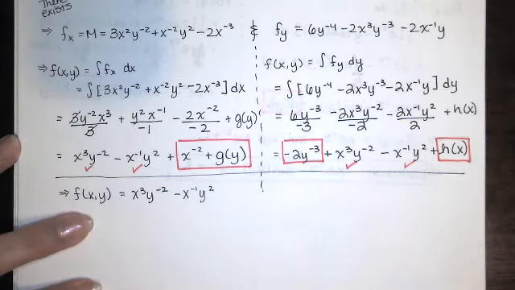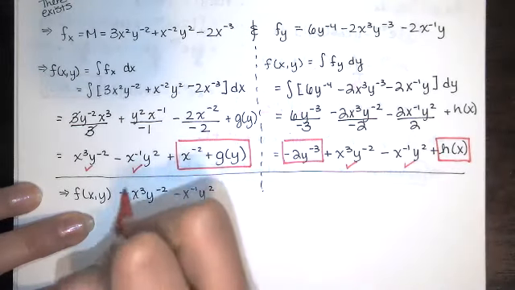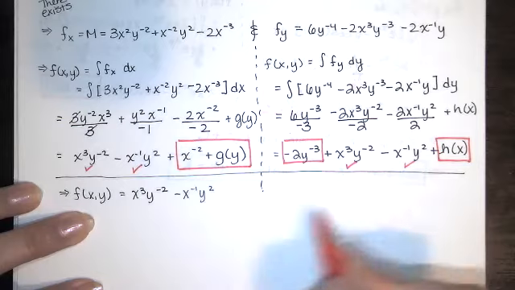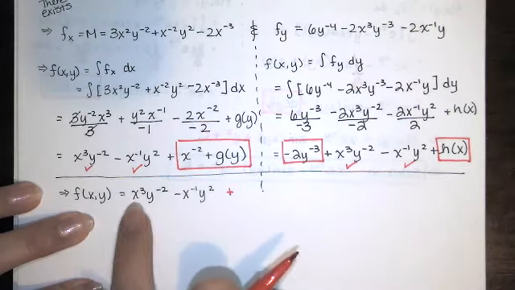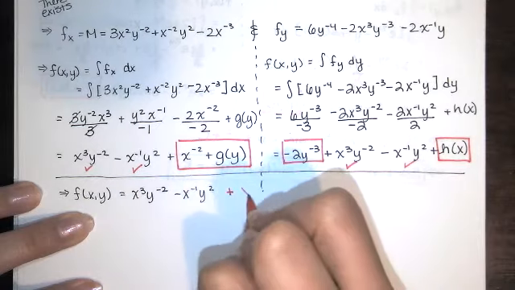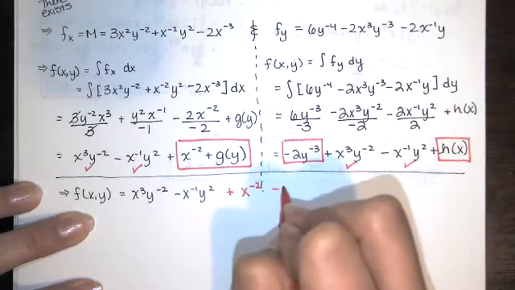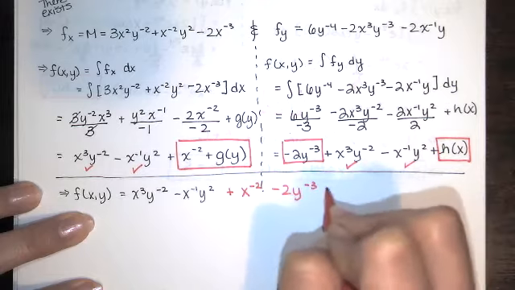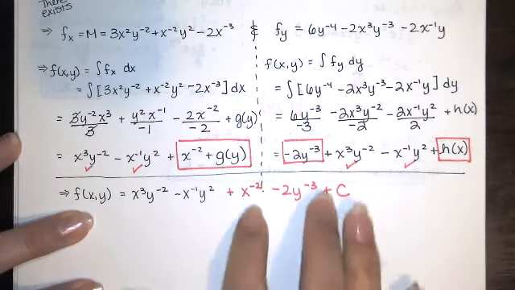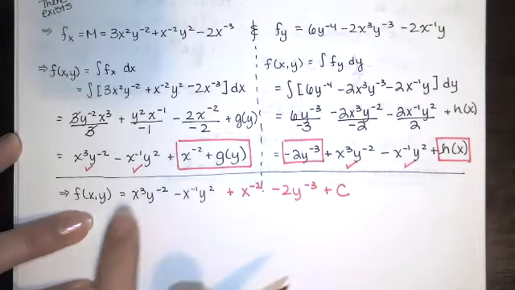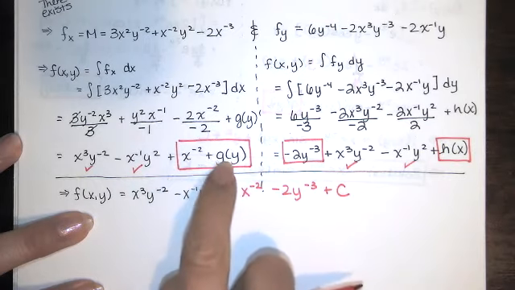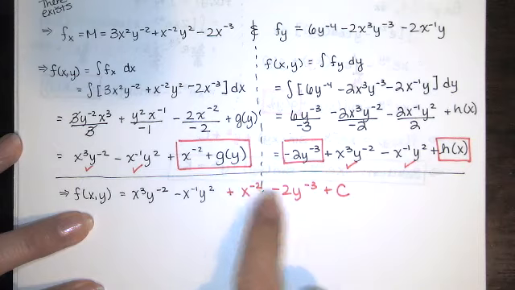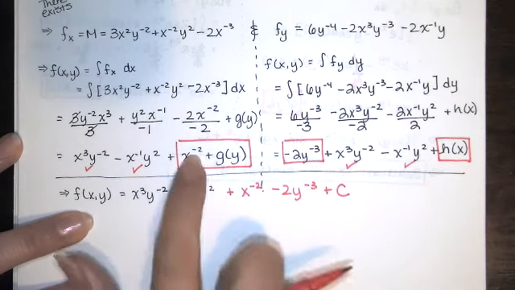So f of xy is going to be this, those parts that match, that are exactly the same. And then through matching, we see that f of xy must have an x to the -2 term and a -2y to the -3 term plus c. Now let's check and make sure that this works for both of them. The question is, this red part, is that x to the -2 plus a function of y? Get an x to the -2 plus a function of y. Yes, so it checks out.